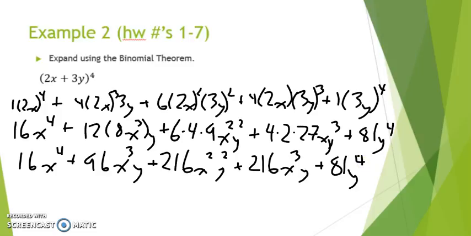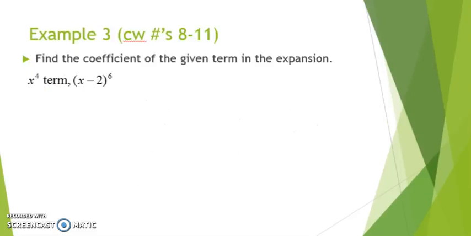So it just takes a little bit more work when you have numbers and variables in both of those spots, but the process is generally the same. The last type of question you'll see on the assignment, they might not ask you to expand the entire expression, they might just want to see one specific term. So in this case, they're only asking us for the x to the fourth term.